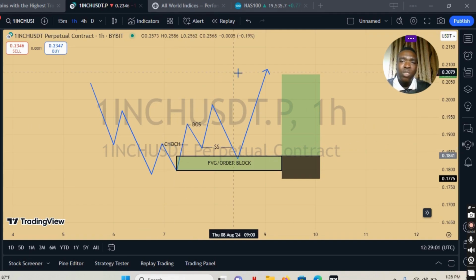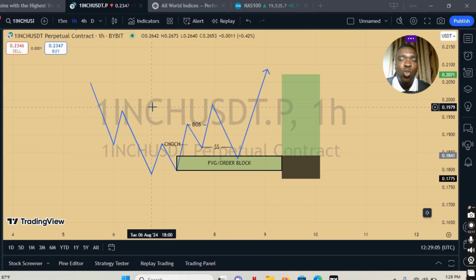And for this analysis to be complete, there are factors that you should look out for. Number one, there should be a break of structure, or should I say a change of character. Either of these two can work. Another one is a fair value gap, FVG, which people call imbalance.